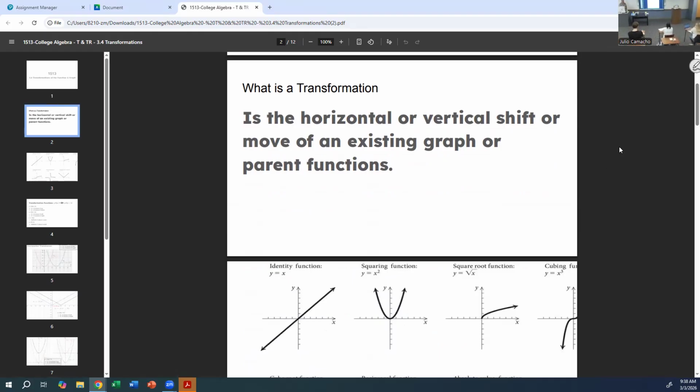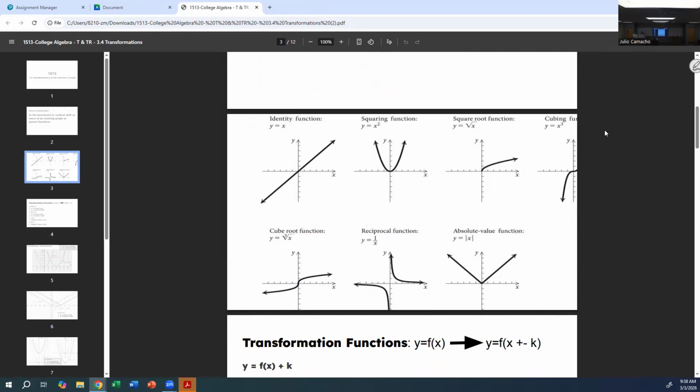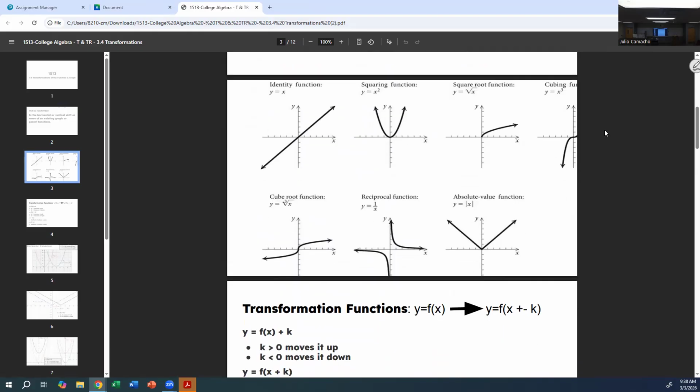What is a transformation? A transformation is a horizontal or a vertical shift or move of the existing graph or parent function. Normally what we have are parent functions. What is a parent function? I will show you all the ones, and it's already also in Blackboard. This page is in Blackboard already, and I made a copy.